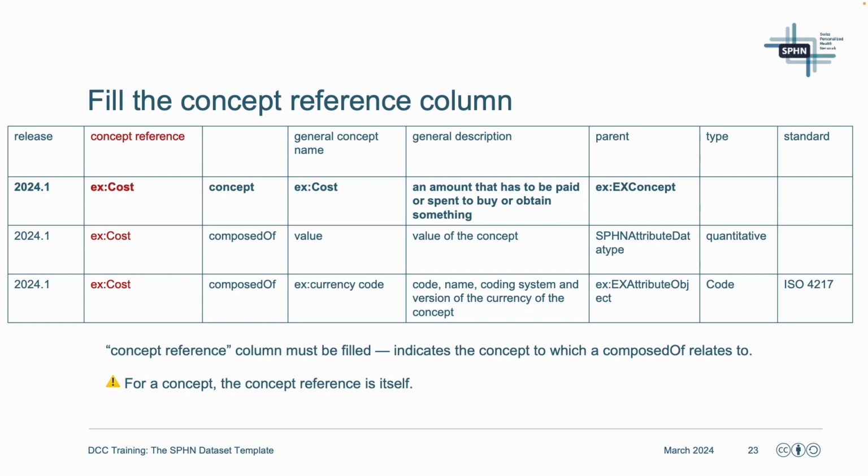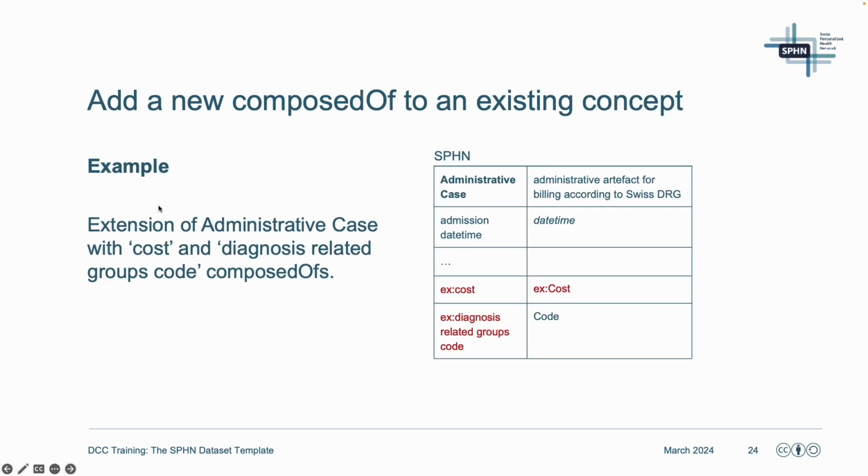The next column of interest is the concept reference, which indicates for a given line to which concept it relates. So for a concept, the concept reference is, of course, itself. So you see here that all this information is about the cost, so the concept reference is stated as being the cost.